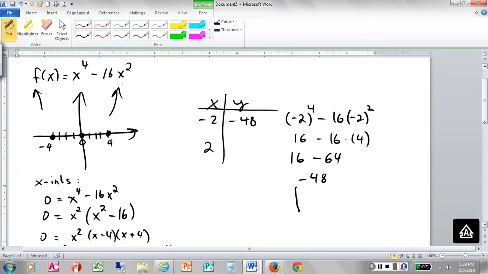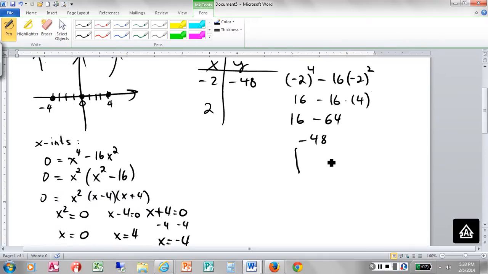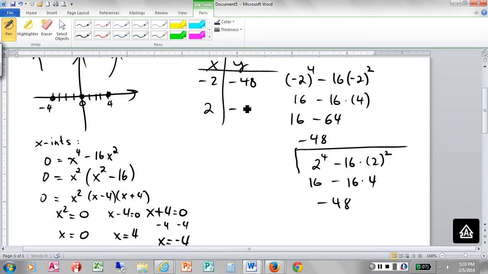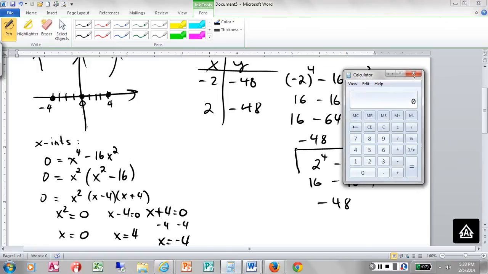Similarly, if I plug in x to be 2, that would give me 2 to the fourth minus 16 times 2 squared. That's going to give me 16 minus 16 times 4 again, which is 16 minus 64, so I get negative 48 again.